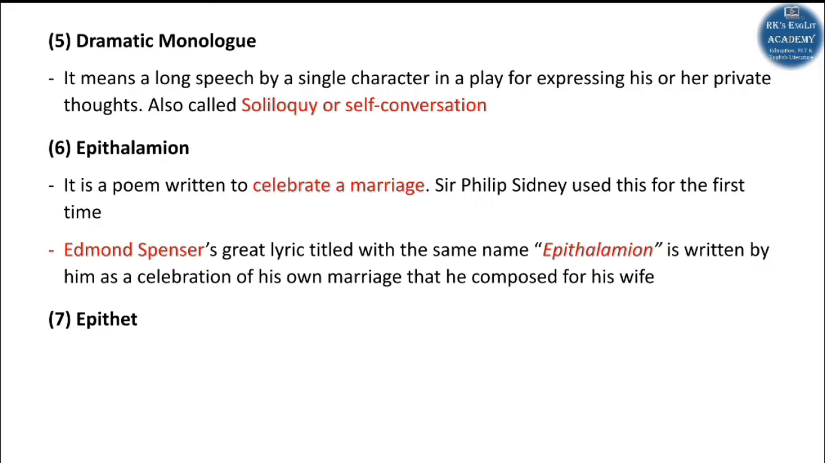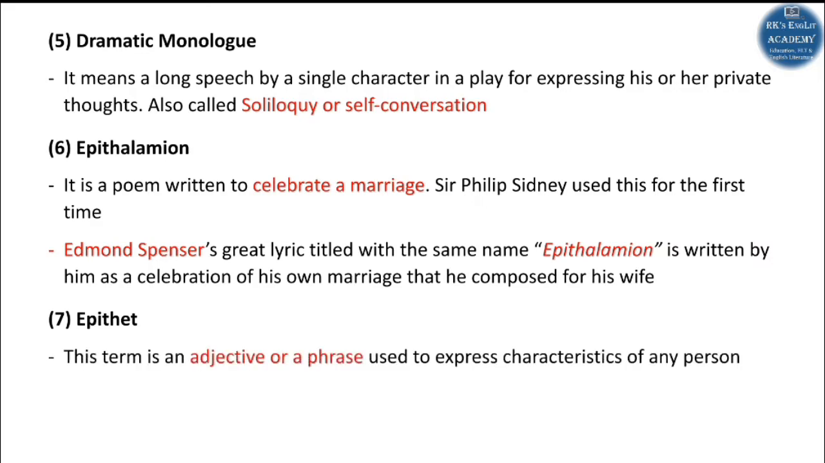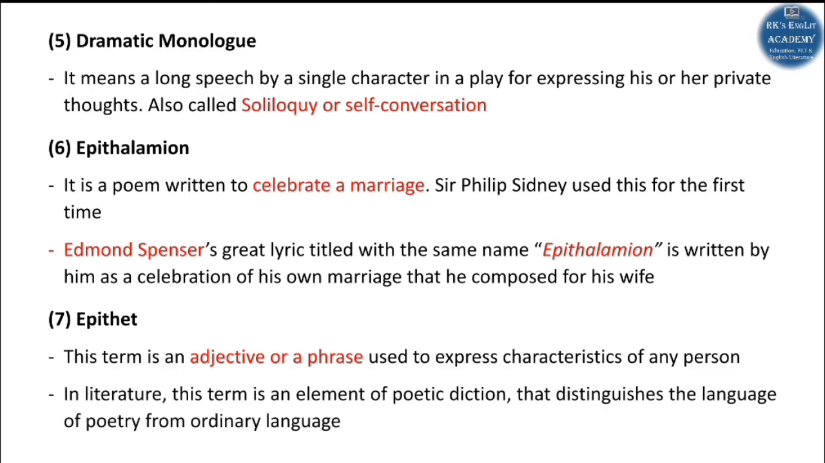Next one is epithet. Epithet is a term. It is an adjective or a phrase used to express characteristics of any person. In literature, this term is an element of poetic diction that distinguishes the language of poetry from ordinary language.